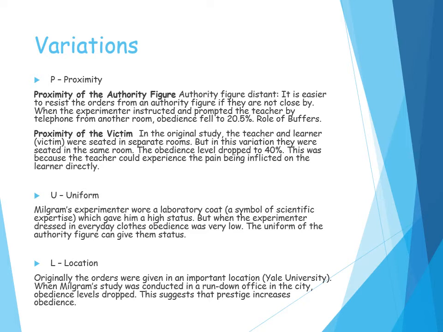Location. So again, originally, the experiment was conducted at Yale University, which is a prestigious university in America. When Milgram's study was conducted in a rundown office in a city, obedience levels dropped. So again, it dropped to 47.5%. So it dropped from 65% down to 47.5%. So it suggests that the prestige of Yale University increased obedience rates because it gave it that higher status.